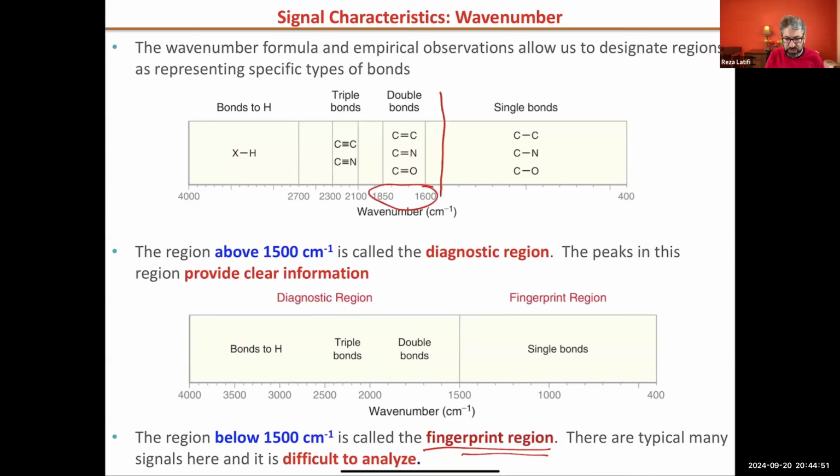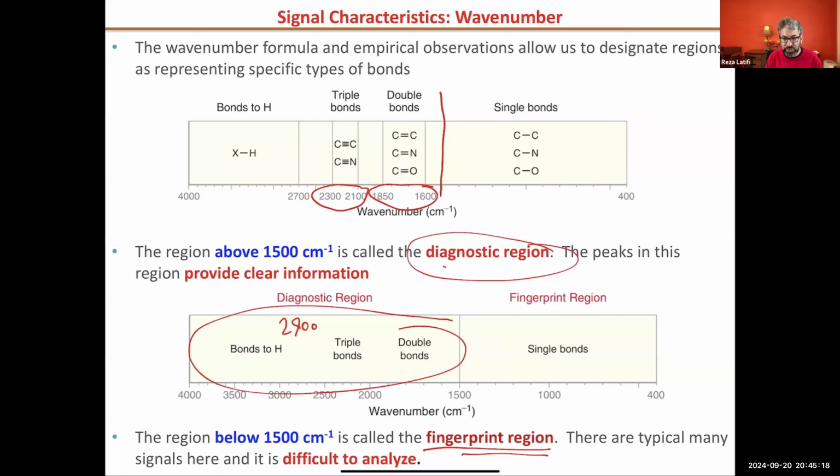Between 1600 to 1900, you will have double bond and triple bond. There are 2100 to 2300, and something higher than 2900, you will be dealing with H attached to carbon, nitrogen, or oxygen, and those will actually give you an idea about what you're dealing with. And the area that is higher than 1500, we call the diagnostic region. So your zoom or focus is going to be on a region higher than 1500.